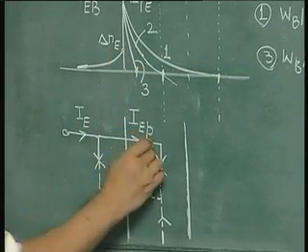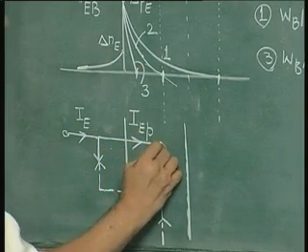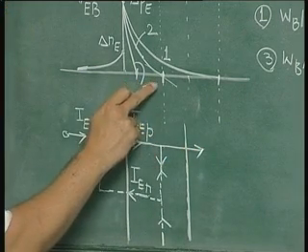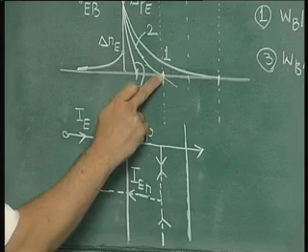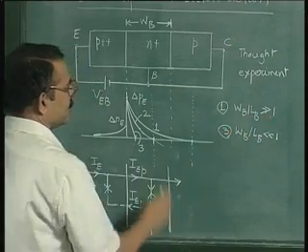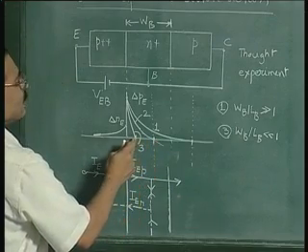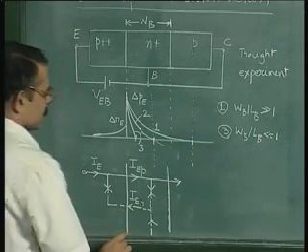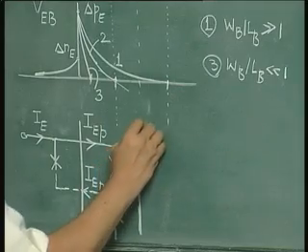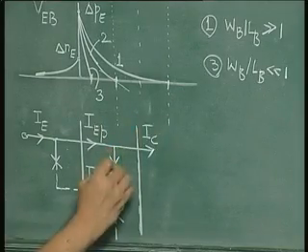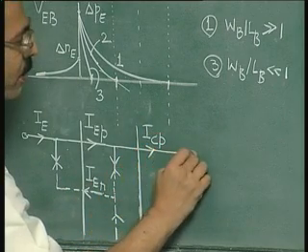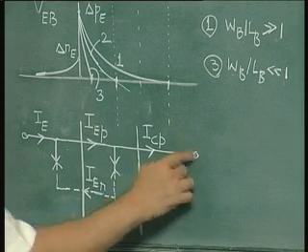Now for case 2, not all the hole current is recombining, some of it is reaching here. So this is a general situation. We can regard case 2 as a general situation whose one extreme is this, that is WB by LB much greater than 1, and the other extreme is this, which is WB by LB much less than 1. So here this current which is reaching the collector is called IC, and since this is because of holes, it is ICP. So this is your collector contact.